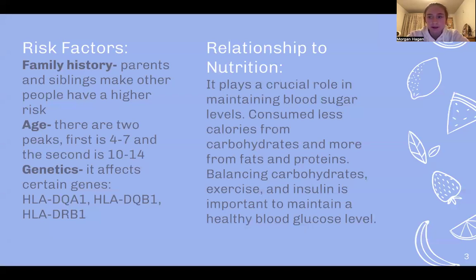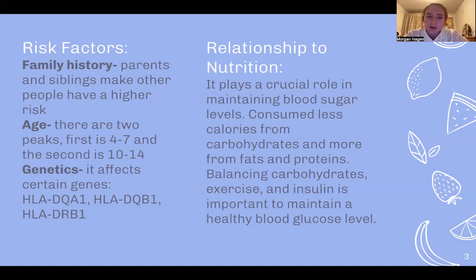So some risk factors for type 1 diabetes are family history, age, and genetics. Family history specifically is really important for type 1 diabetes because it affects your genetics really a lot. Your parents and siblings are a big indicator on if you will eventually develop type 1 diabetes. If they have it, you have a greater risk to develop it. Your age is also a big risk factor for it.